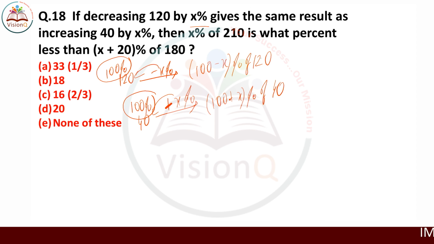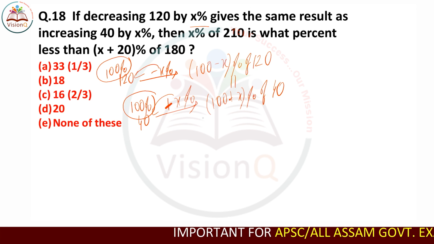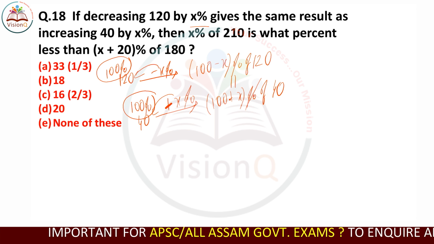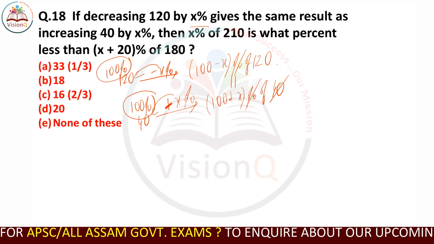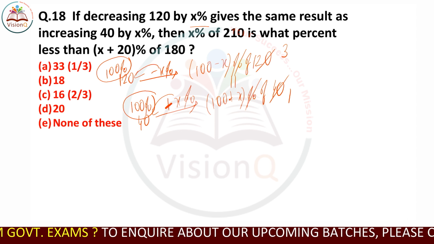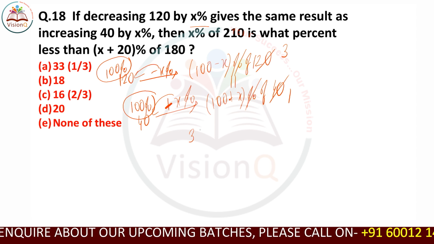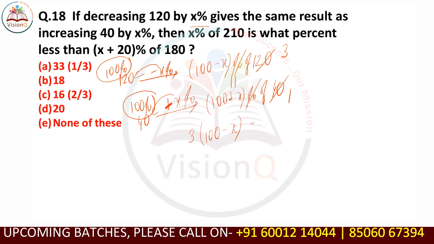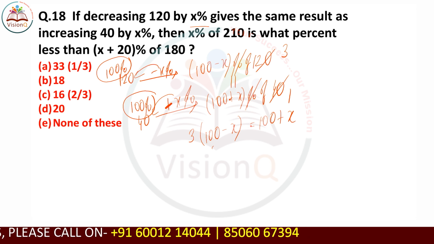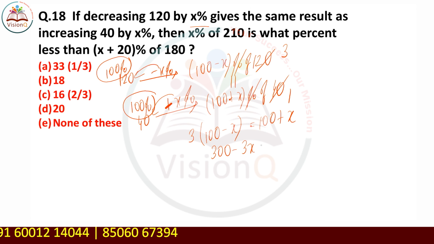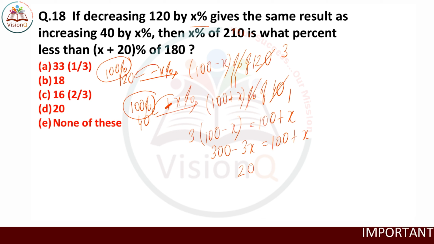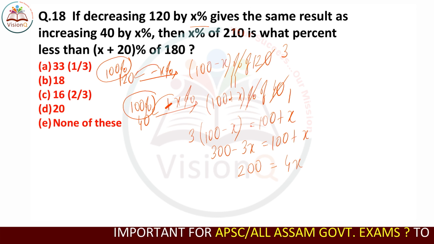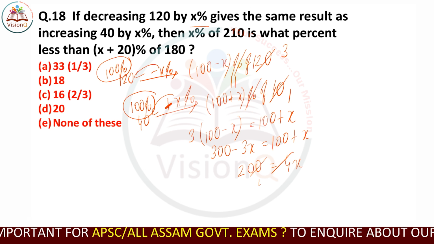Now it is given that these two values are equal. So if I equate these two values, percentage will be cancelled out. Then 40 ones are 40, 40 threes are 120. So I get 3 into 100 minus x is equal to 100 plus x. So 300 minus thrice x will be equal to 100 plus x. From this I get 200 equal to 4x. x plus thrice x is 4x. So x becomes equal to 50.